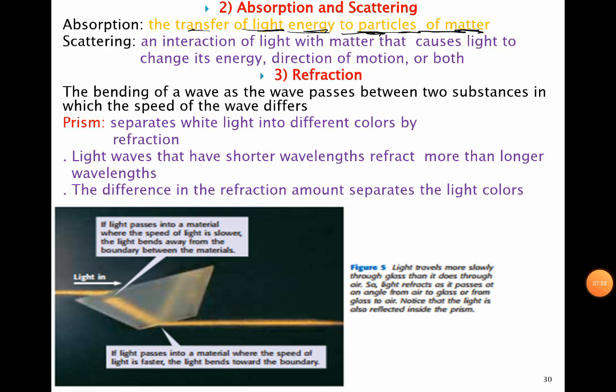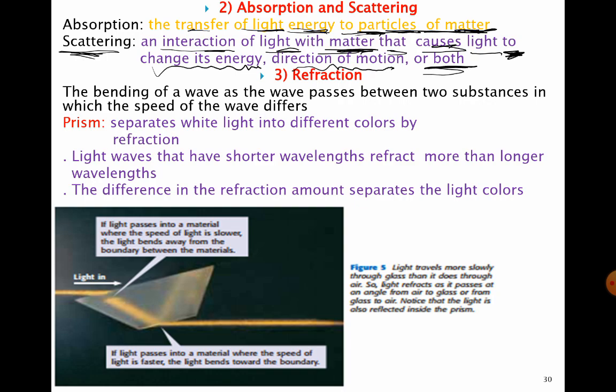So guys, again, absorption by definition is the transfer of energy to particles of a matter or surface. Second guys, scattering. The meaning of scattering is the interaction of light with a matter or a surface that causes light to change its energy, direction, or both.